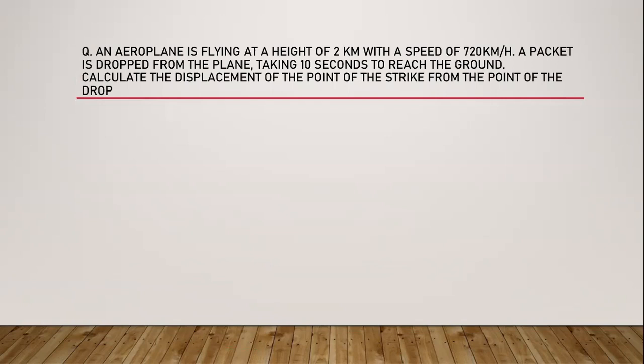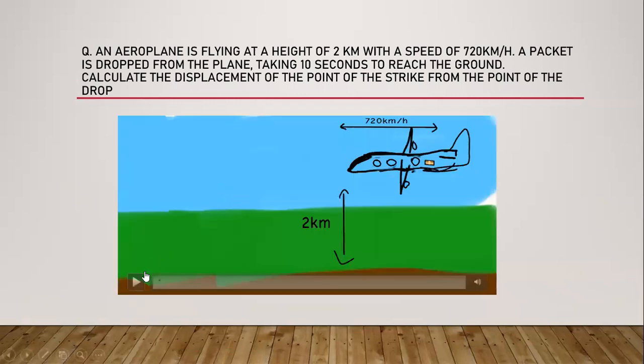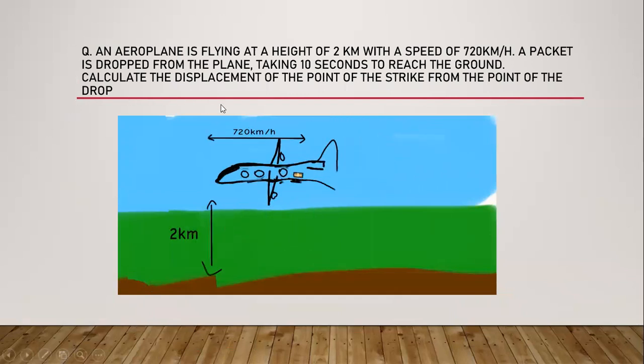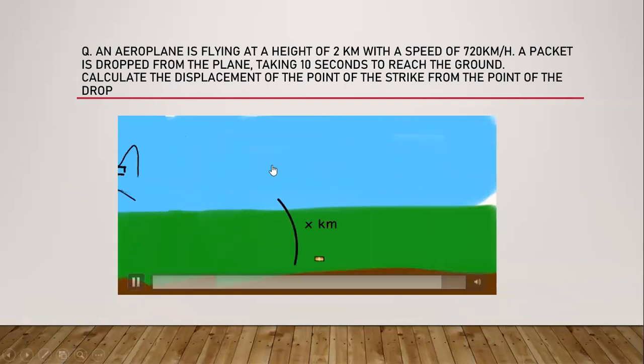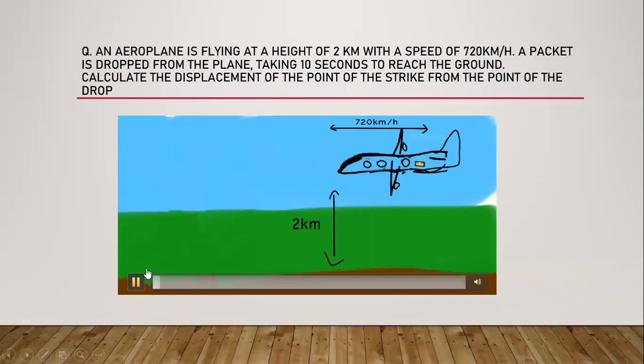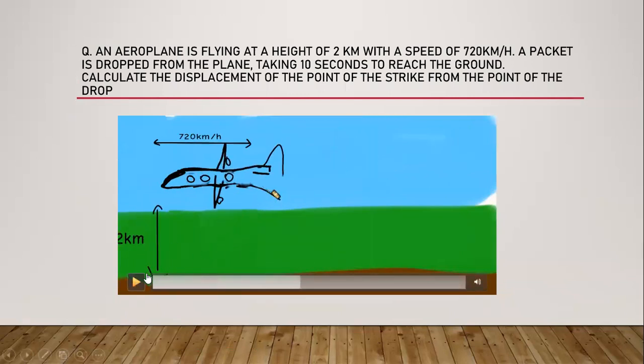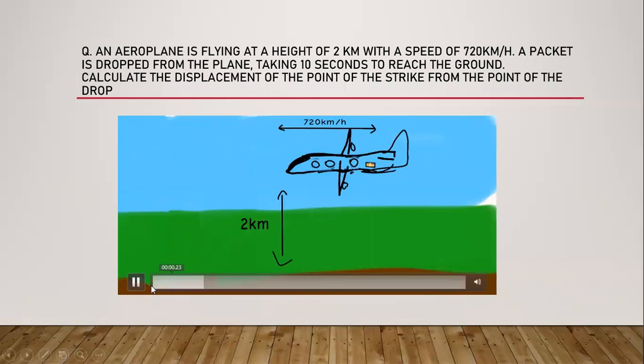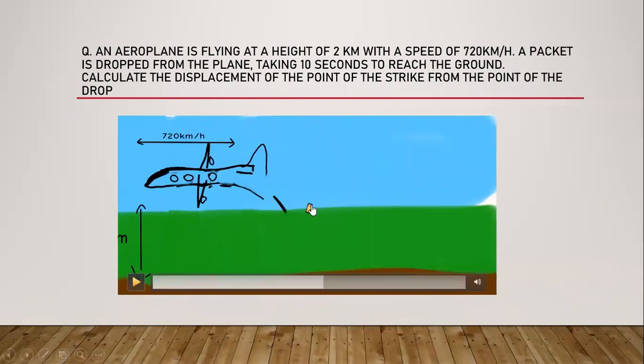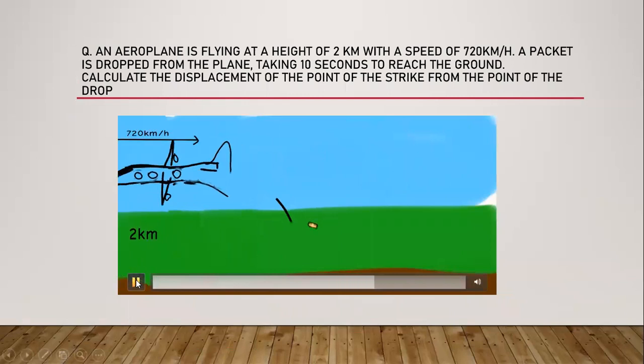So here is an interesting question for you. An aeroplane is flying at a height of 2 kilometers with a speed of 700 kilometers per hour. A packet is dropped from the plane, taking 10 seconds to reach the ground. Calculate the displacement of the point of strike from the point of drop. This is the point of drop, and this is the point of strike. So you have to find the total distance between the point of drop and the point of strike.